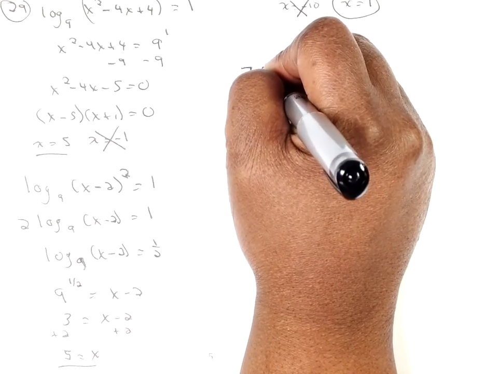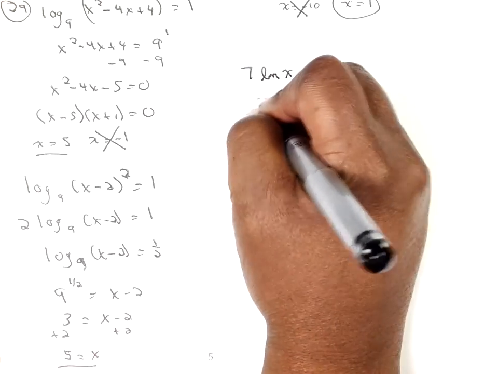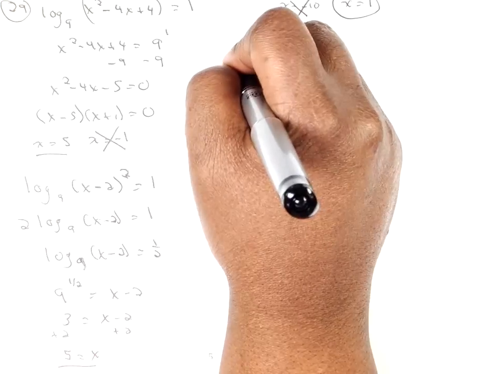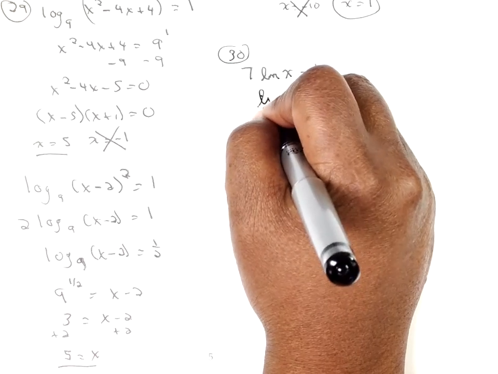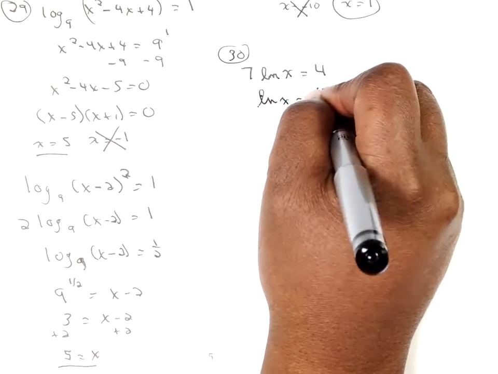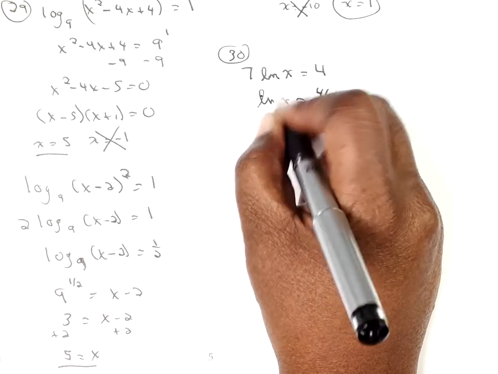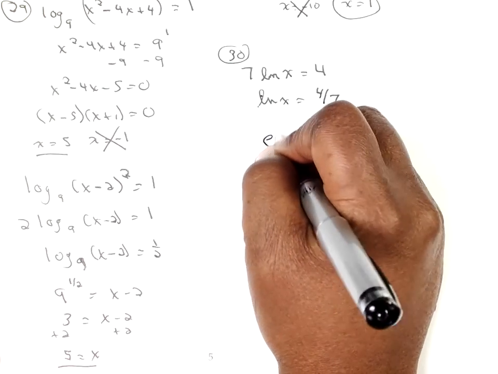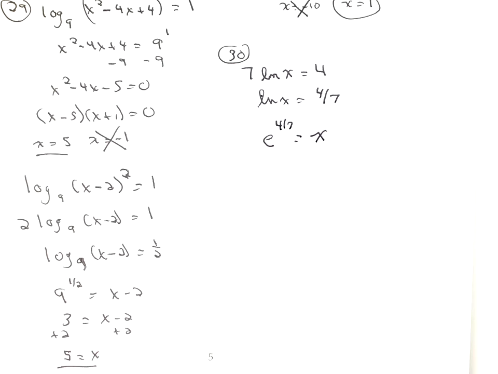So we get 7 times the natural log of x is equal to 4. I'm going to divide both sides by 7. So I get ln of x is equal to 4/7. And then the base here, because it's a natural log, is e. So e to the 4/7 is equal to x. And then we can plug that in our calculator.